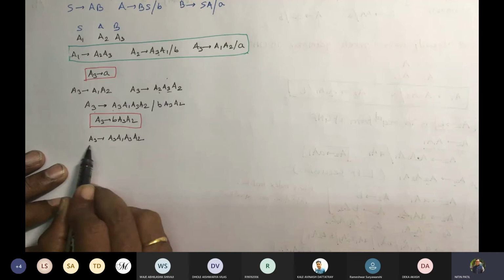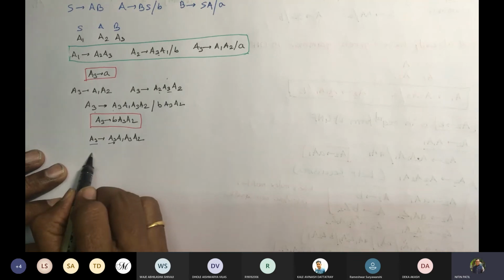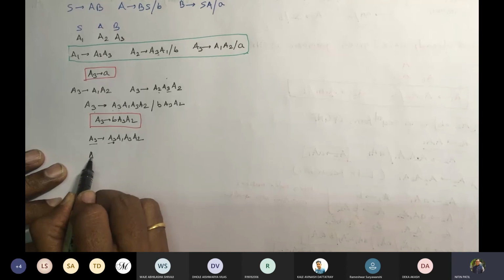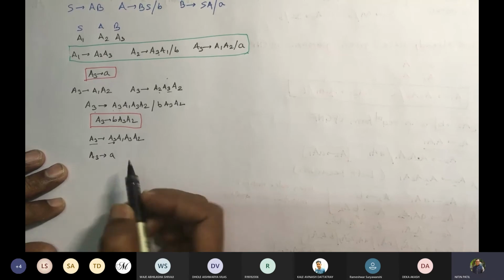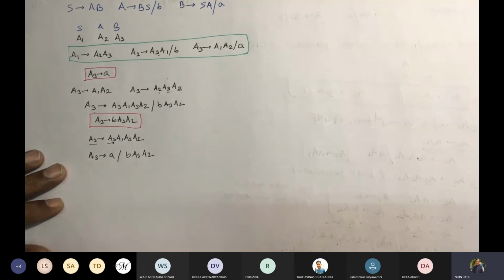A3 gives A3. Left recursion आ गया. Correct. So we have to introduce a variable. So let us write this first. A3 gives A and A3 gives B, A3, A2.